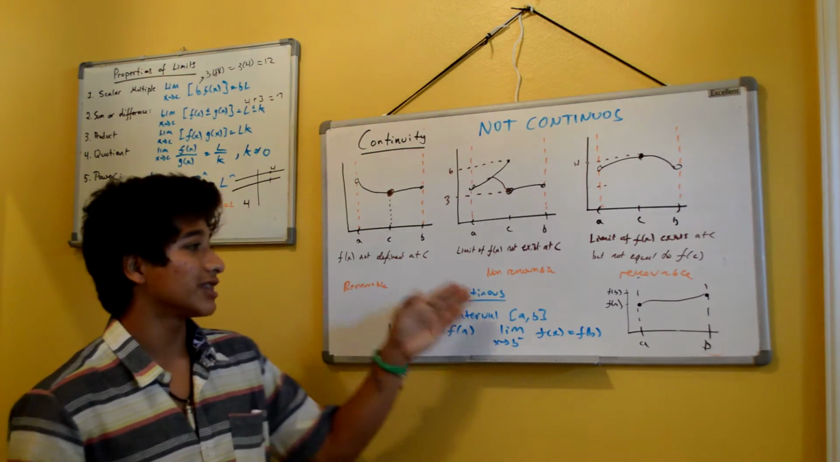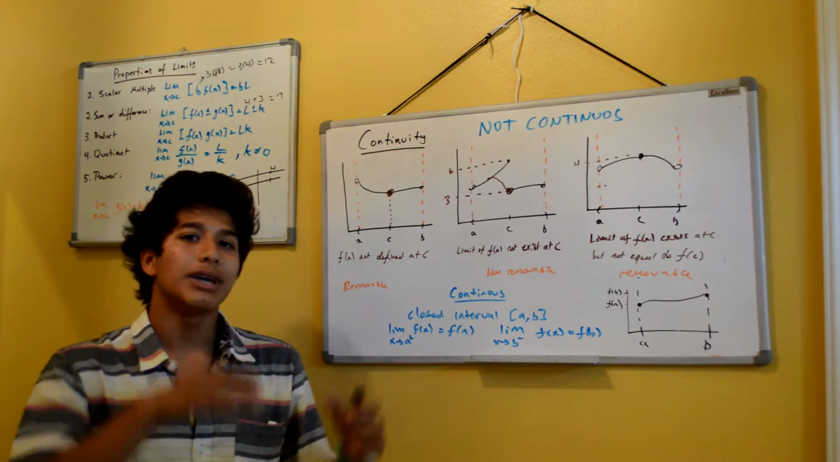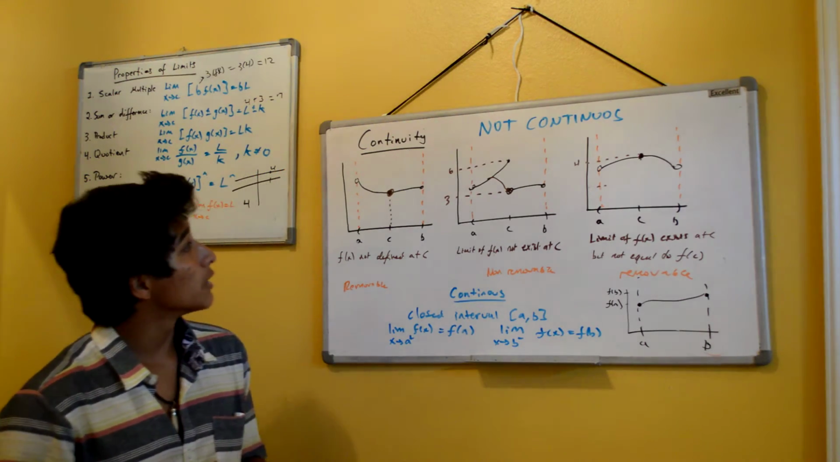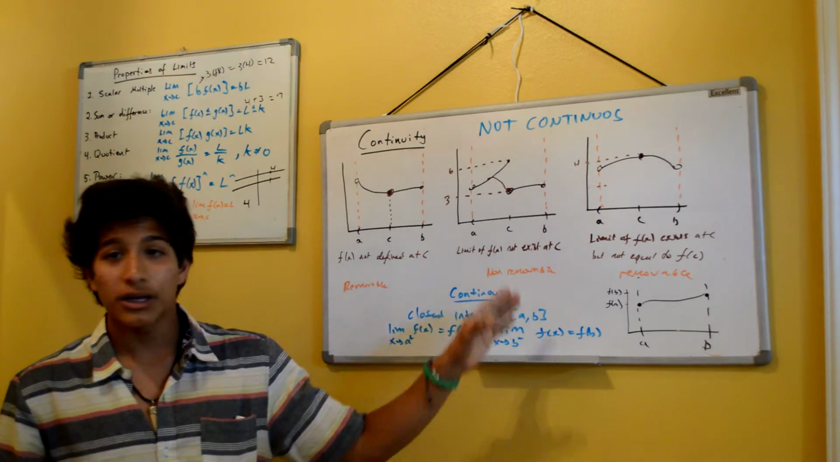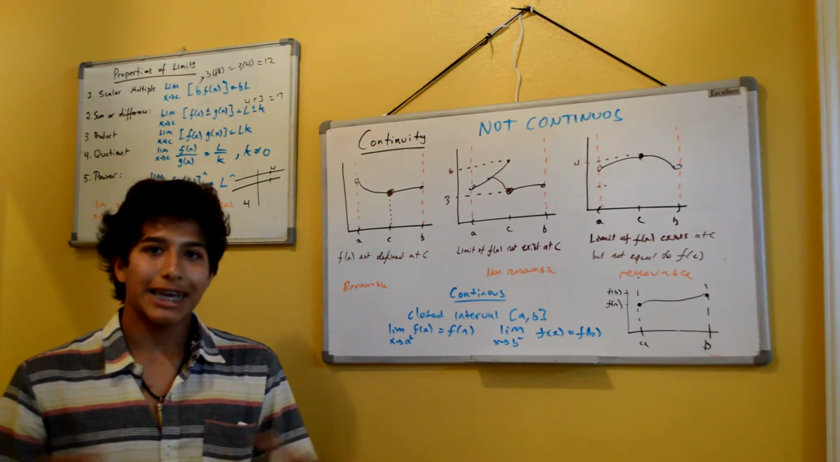If there's any of these 3, then that means it's not continuous. And then you would have to see if it's removable or not removable, and if you could change it or not. But basically what you need to know is you need to know these 3, and you need to know which one's removable and which one's not removable. And that's about it.